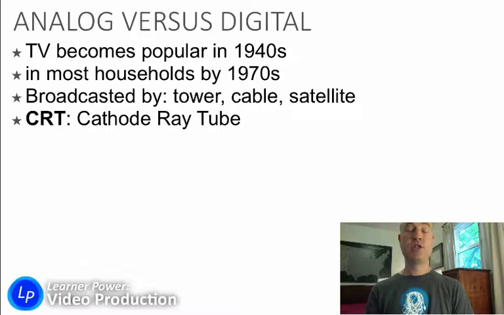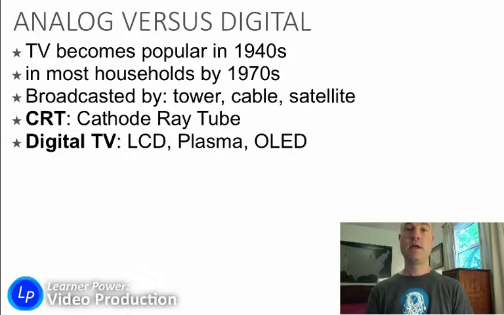And televisions didn't change very much for most of their existence until digital televisions came along. And today, most people use digital televisions instead of the CRTs, but you can still see CRTs around. Digital televisions might be called LCD or plasma or OLED, but these are all variations on the digital television's new standard.